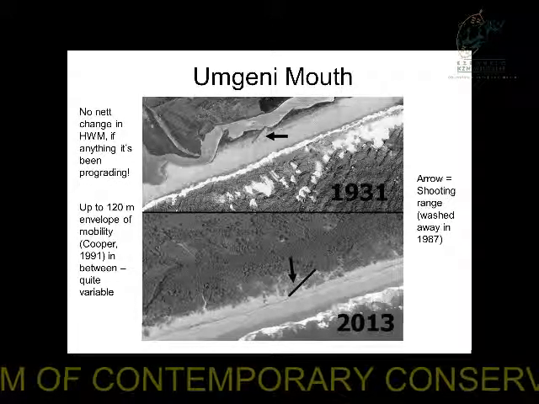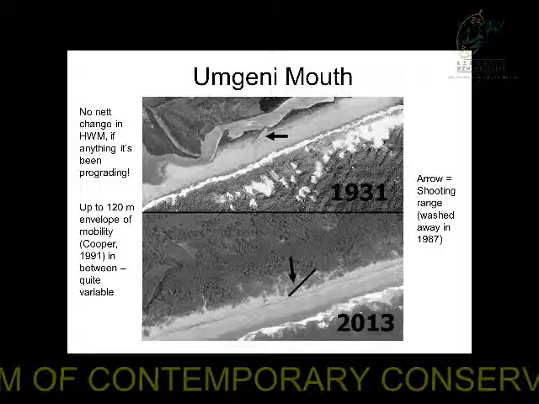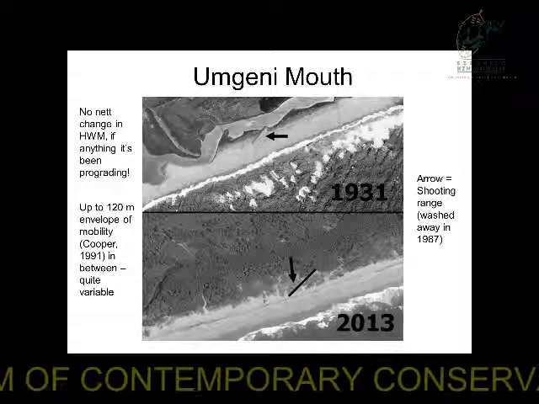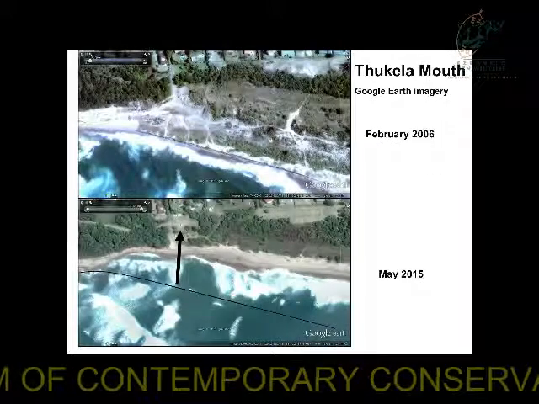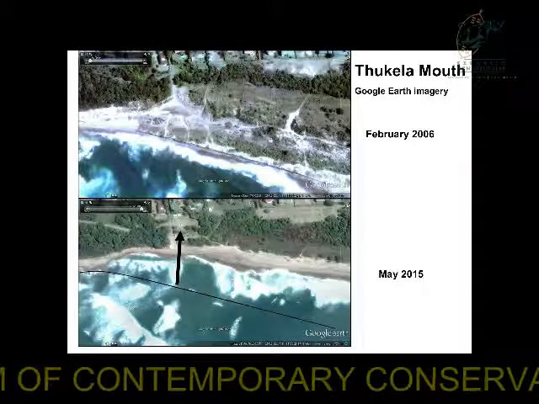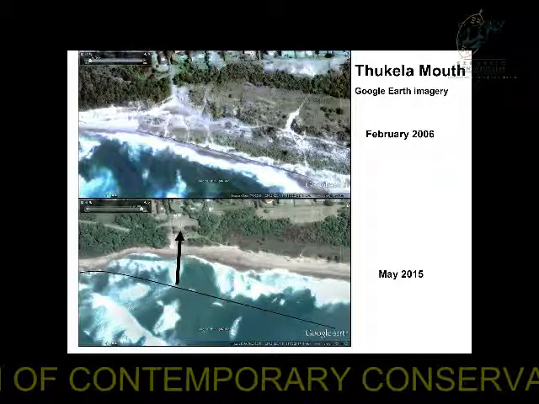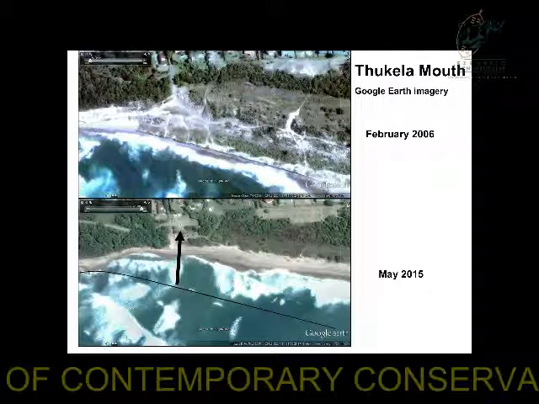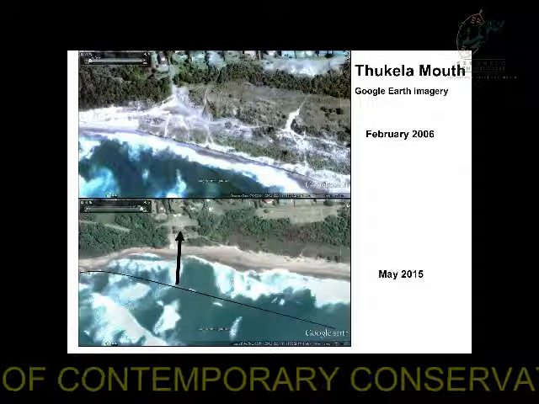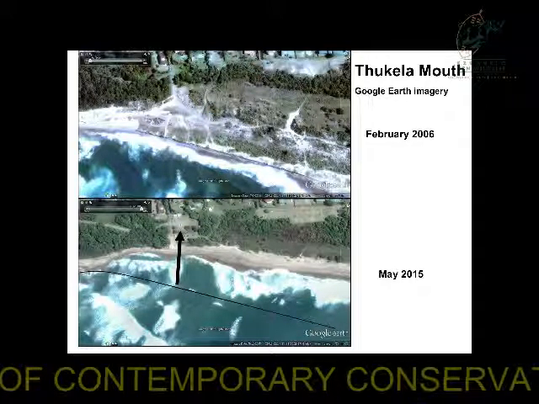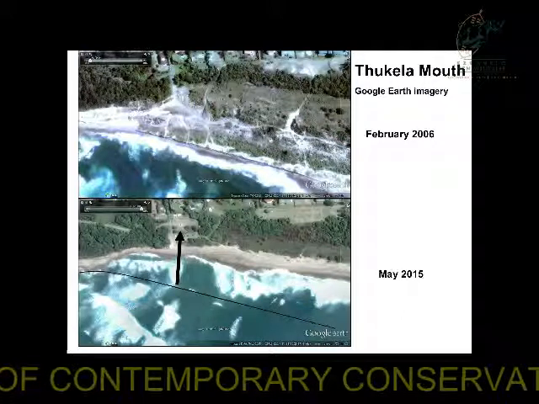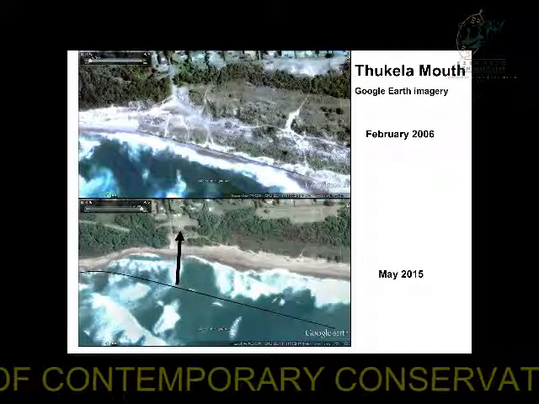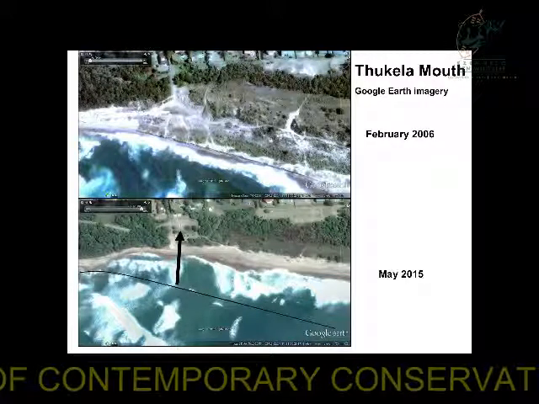But within that time, we've had an envelope of mobility of 120 meters that's been measured by Andy Cooper in 1991. So there is variation within this. Now to just go further north, at Tugela Mouth, what's happening at the moment, I've shown an image, February 2006. It's a Google image, you can see where the coastline was. And now we're in a very erosive state. So over the last 2 years, the beach is just melting away. There isn't any sediment. So this black line here is reflecting the same line here. And there's 150 meters of beach loss.